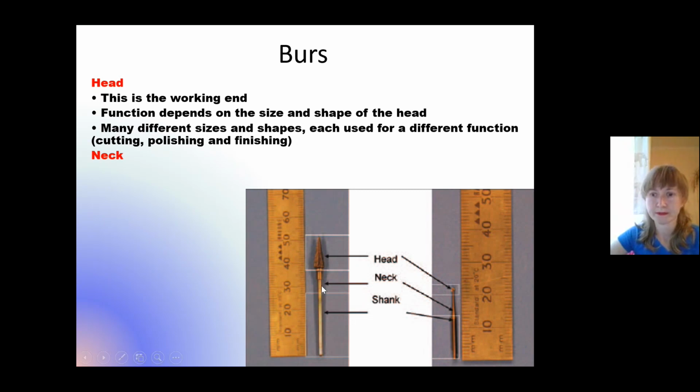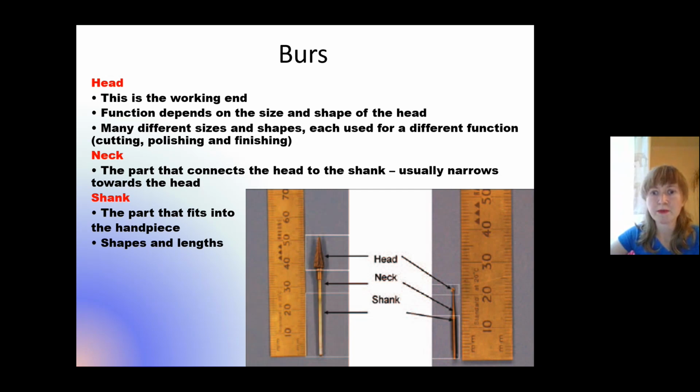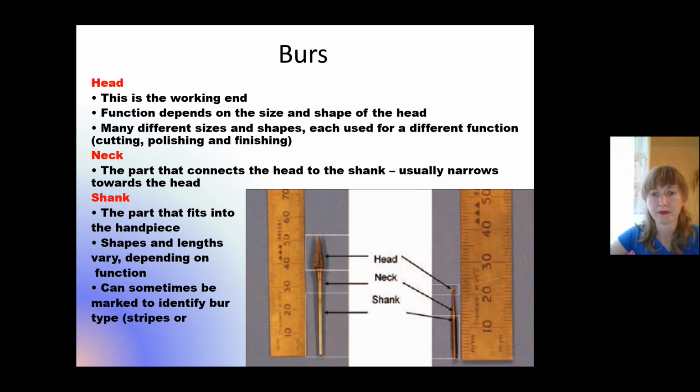Neck. It is the part that connects the head to the shank, usually narrowing towards the head. Shank. It is the part that fits into the handpiece. Shapes and lengths vary depending on function. It can sometimes be marked to identify burr type. On the neck can be stripes or colored bands.